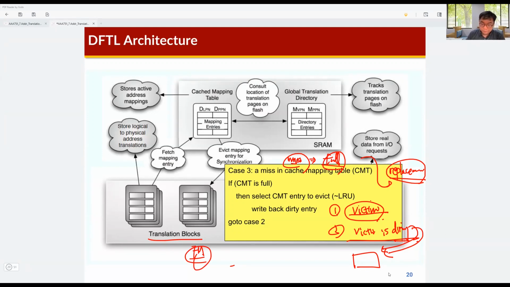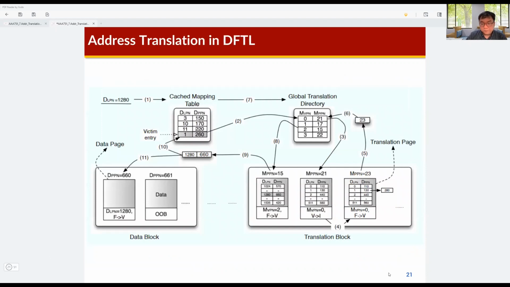Okay. So the DFTL architecture, we can select a victim with a very LRU-like approach. And then if the victim is dirty, then the translation block is updated. But actually, this case is the worst case of the DFTL. So let's see how this worst case is handled by DFTL.